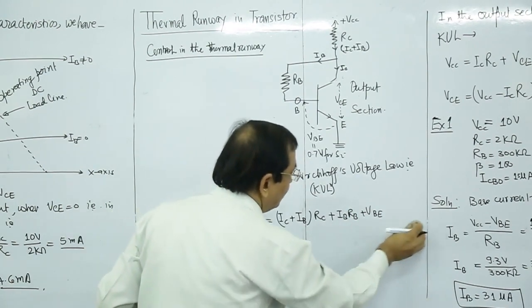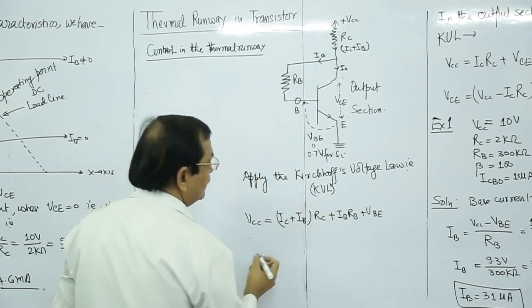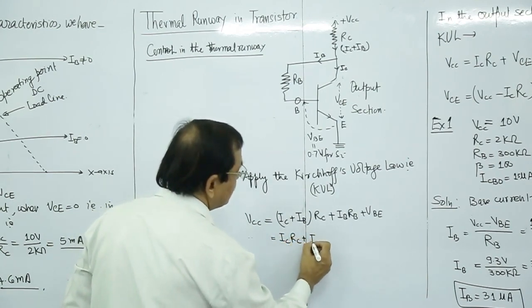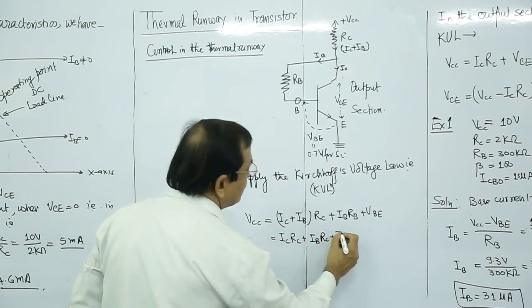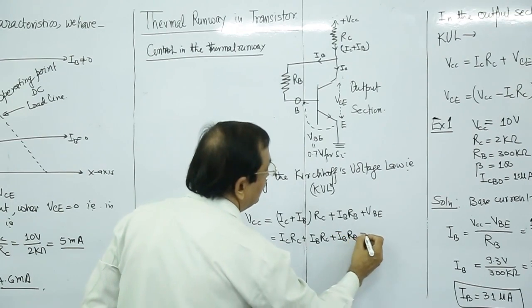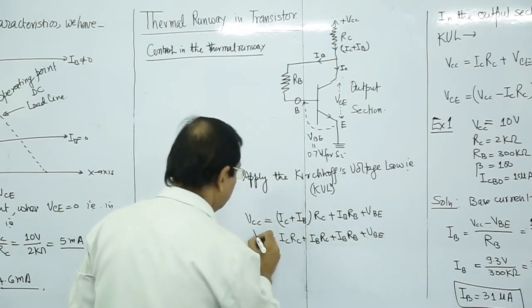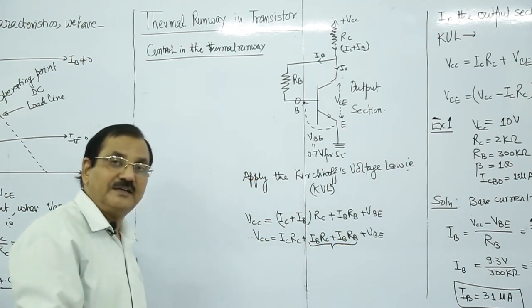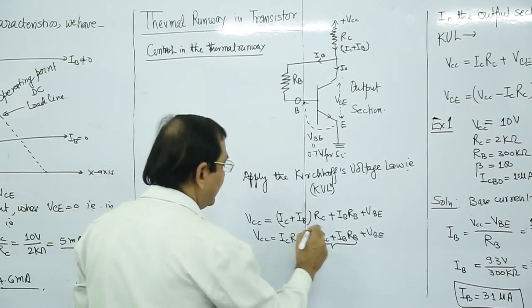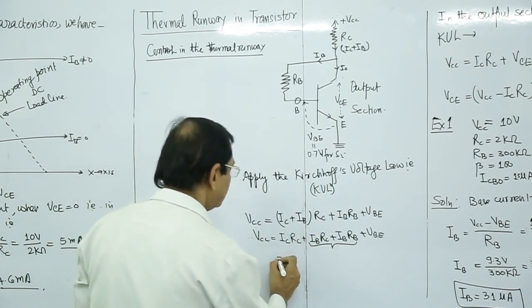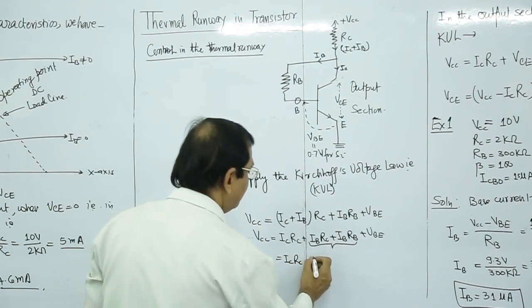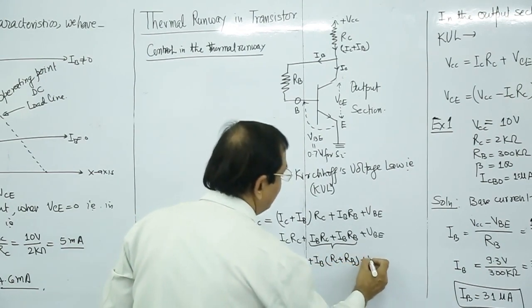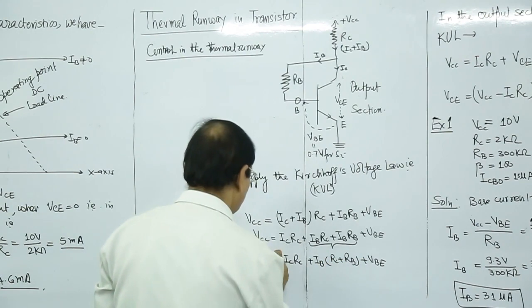So, what will happen in this case? We have IC RC plus IB RC plus IB RB plus VBE. VBE is VCC. So by combining these two components of the IB, what we have? We have IC RC plus IB (RC plus RB) plus VBE, that is VCC.